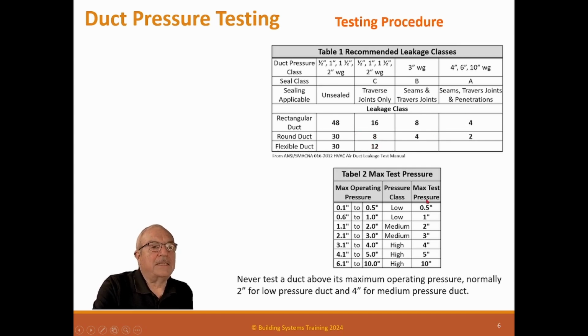And then this is a table I put together, maximum pressure. So what pressure do you test at? Well, if you have a low pressure duct, 0.1 to 0.5 inches, you always test at the highest pressure that's possible with that duct, never the lowest pressure. But you don't want to go higher. You want to go just to that highest pressure because that's what it's constructed for. If you go higher, you may actually damage the duct.